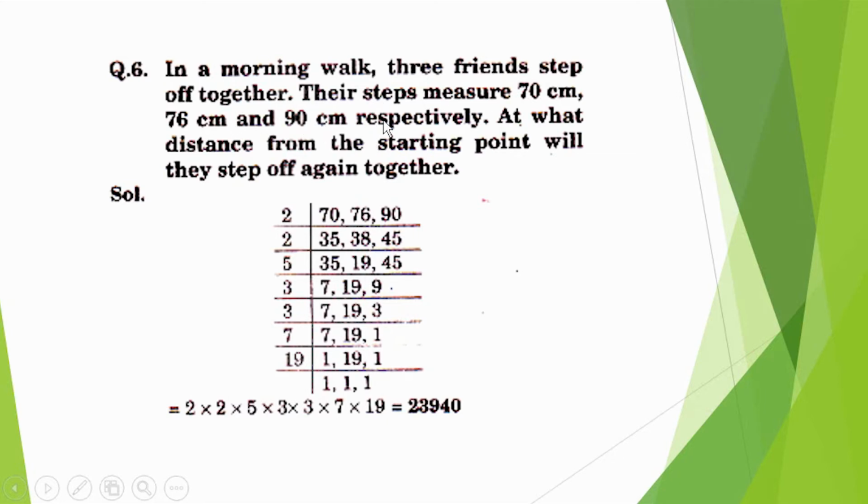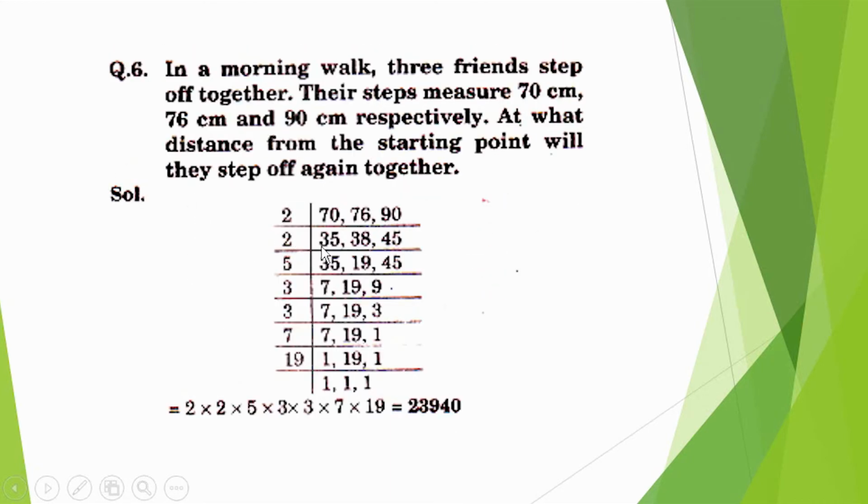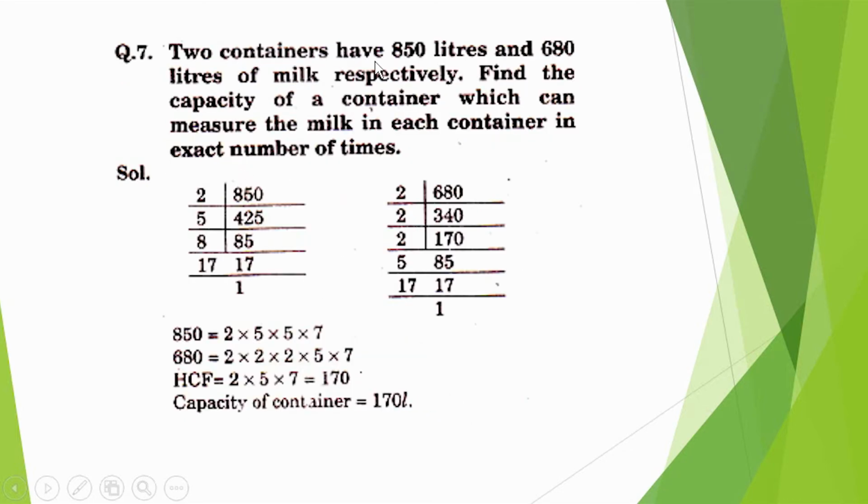Next question is a morning walk. Three friends step off together. Their steps measure 70 centimeters, 76 and 90 centimeters. At what distance from the starting point will they step together again? We also take the LCM, the least common multiple of 70, 76, 90. When we divide by 2, the answer comes as it is. Now we multiply these factors, the answer comes 23,940.